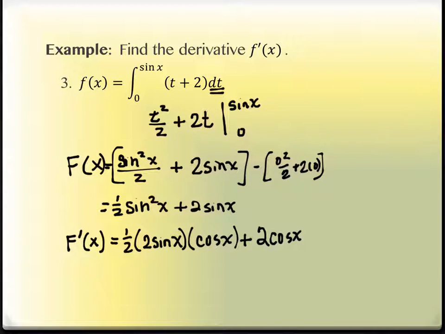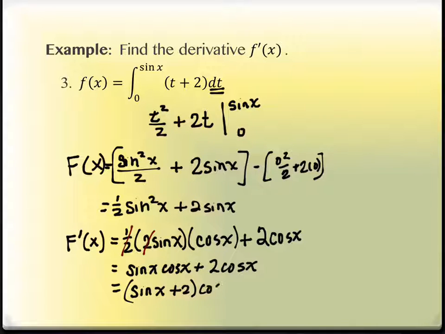Okay, so what did we just do? We took the derivative of what we just found. We took an antiderivative, plugged in sine x and 0, and now we're taking the derivative. So notice what happens. Of course, the one half and the 2 cancel, and I have sine x cosine x plus 2 cosine of x. And I'm going to factor out the cosine of x so that I can show you what really happened. This is sine x plus 2 times cosine x.